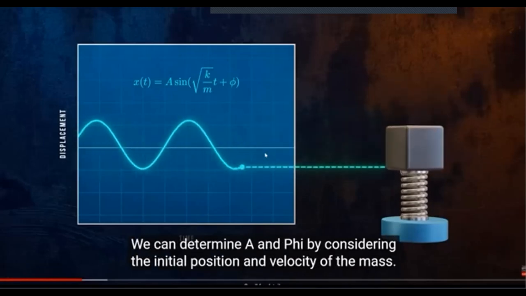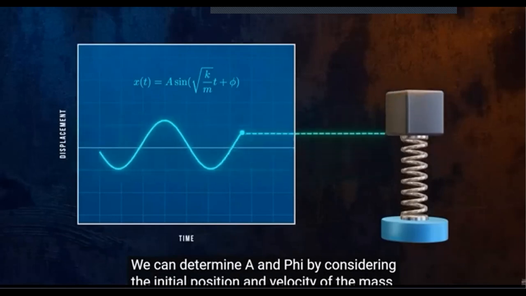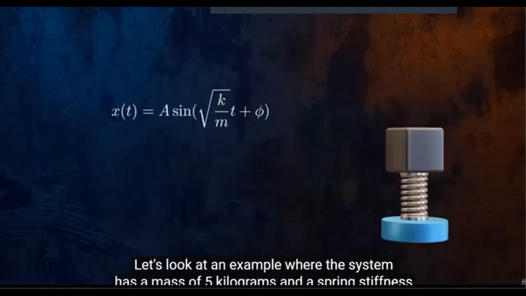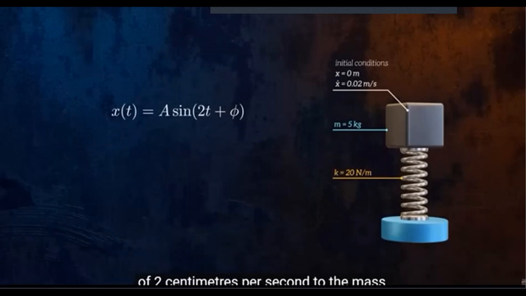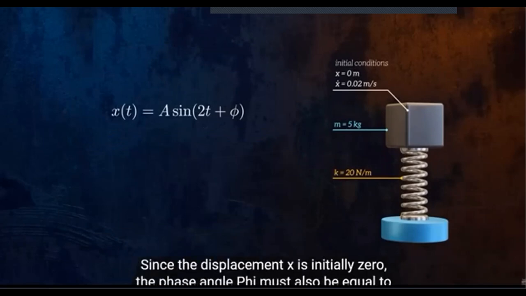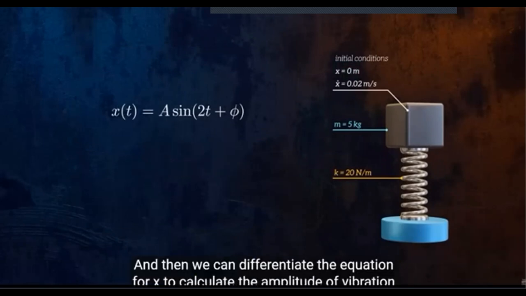We can determine A and phi by considering the initial position and velocity of the mass. Let's look at an example where the system has a mass of 5 kilograms and a spring stiffness of 20 newtons per meter, and a vibration is triggered by applying an upwards velocity of 2 centimeters per second to the mass. Since the displacement x is initially 0, the phase angle phi must also be equal to 0. And then we can differentiate the equation for x to calculate the amplitude of vibration A.